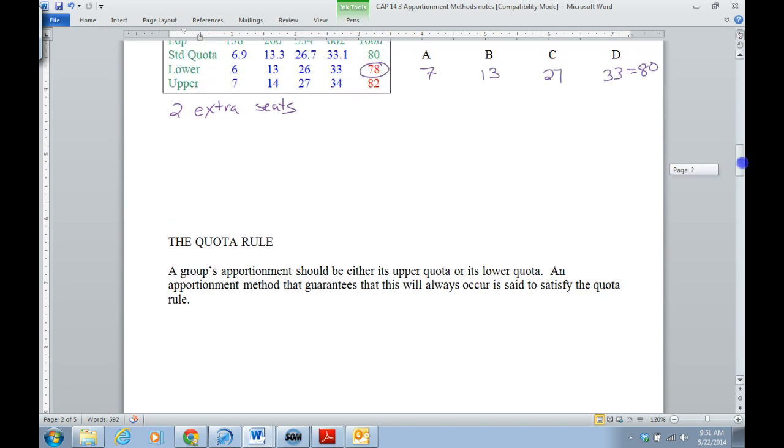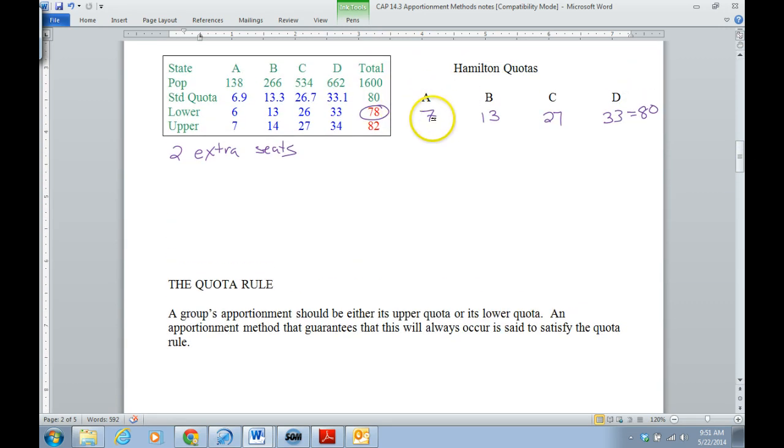So in other words, if you look back at this, A is at 7, that's its upper quota. It doesn't go above that. B is 13, that's a lower quota. C is at 27, D is at 33. Notice that they're staying within the bounds of the quotas. They don't go outside of that, and that's important for the rules of this.